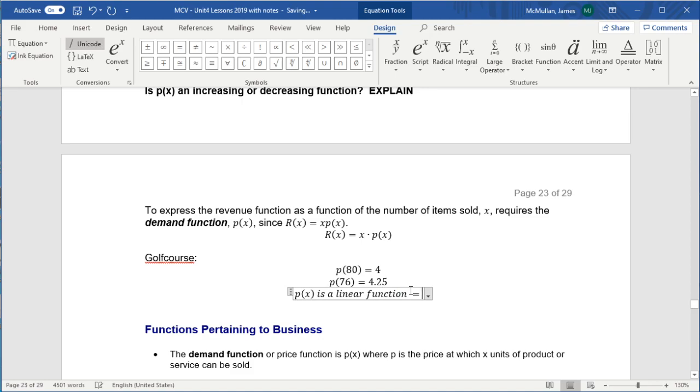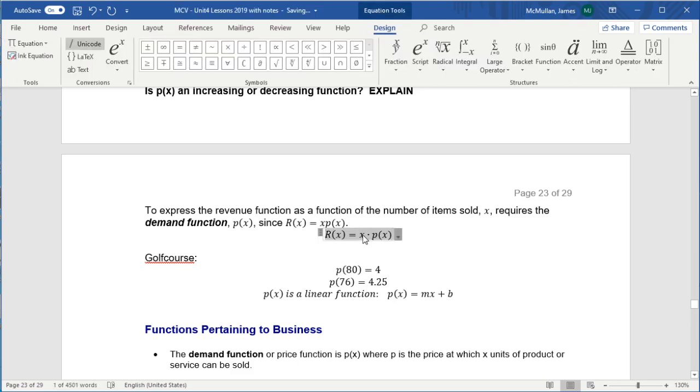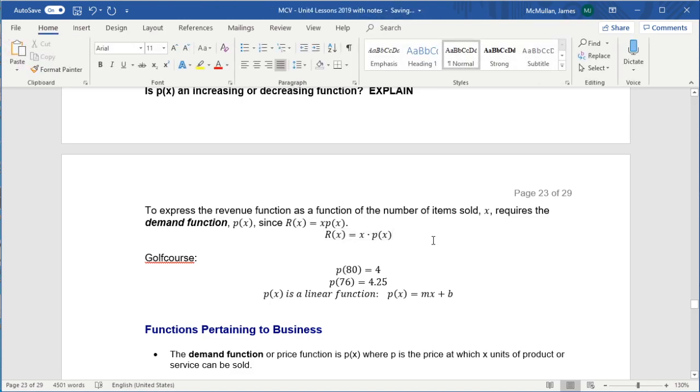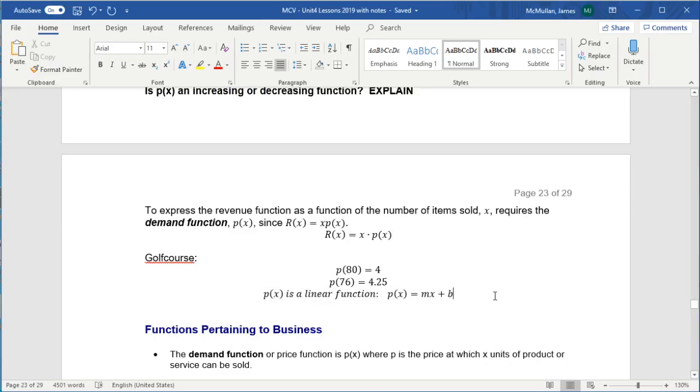Therefore, it can be written as P of x equals mx plus b. Now, P of x is a linear function, because if you think about x times P of x, x times a linear function is going to give us a quadratic, and we know that this equation is a quadratic because we drew it. We know what it looks like. Ours is going to be a little bit different than this, but it's still going to have the same quadratic shape.